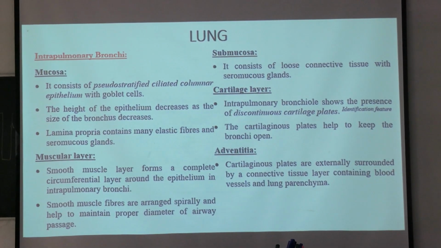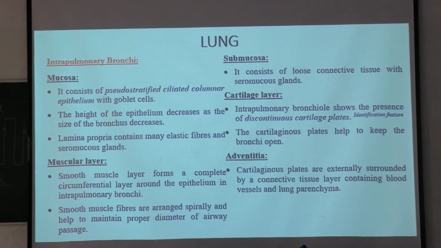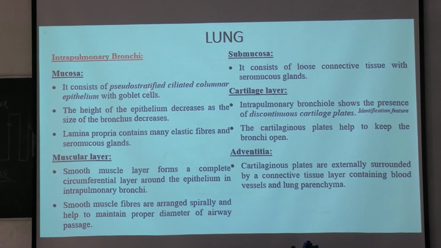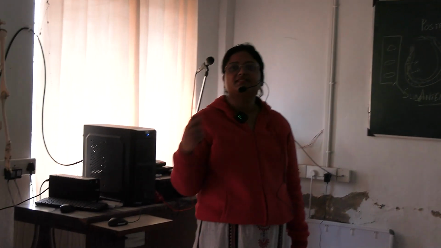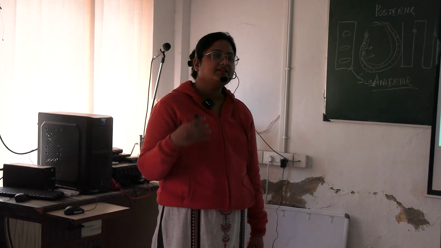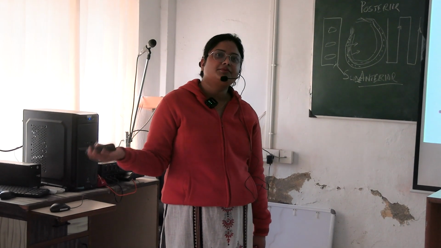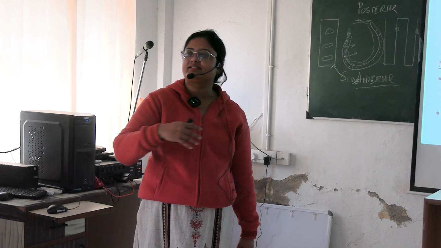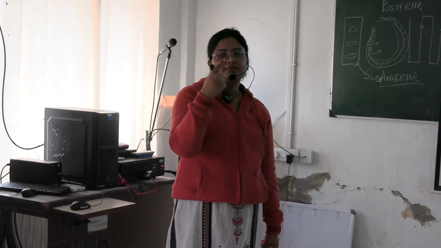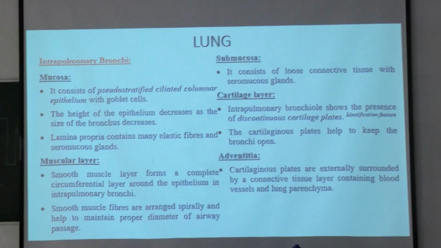In the respiratory system, as you go deeper towards the alveoli, there is a change in epithelium. Up to intrapulmonary bronchi, there is pseudostratified ciliated columnar epithelium. After that, you will get only ciliated columnar epithelium. Then you will get ciliated cuboidal epithelium, then only cuboidal epithelium, then in alveoli squamous epithelium. Like this there is gradual change of the epithelium from the conducting part to the respiratory part, and this change is due to their different functions.